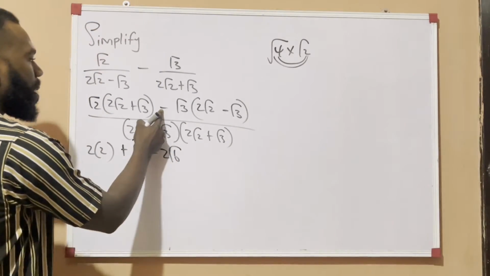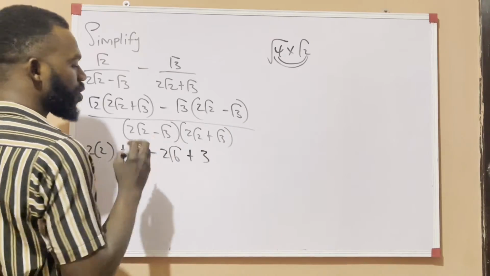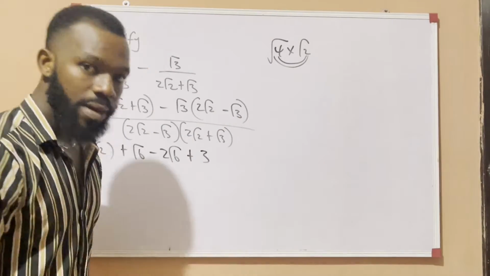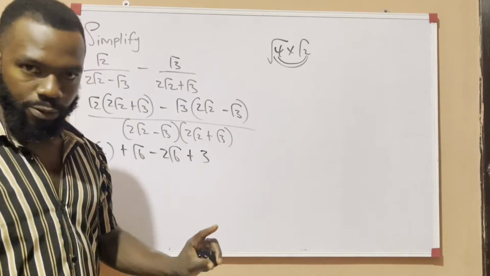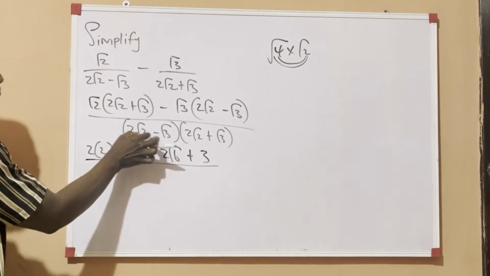Now, minus times minus gives us plus, and root 3 times root 3 gives us 3. How did I get 3? Root 3 times root 3 is root 9, but the square root of 9 is 3. Simple. All over.